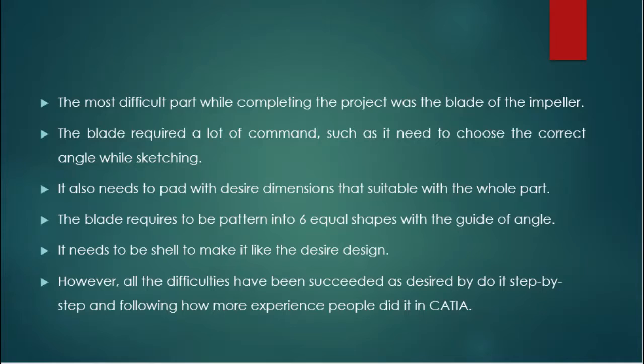The most difficult part while completing the project was the blade of the impeller. The blade required a lot of commands, such as choosing the correct angle while sketching. It also needs to be padded with a desired dimension that is suitable for the whole part. The blade needs to be patterned into 6 equal shapes with the guide of angle. It needs to be shelled to make it like the desired design. However, all the difficulties were overcome by doing it step by step and following how more experienced people did it in CATIA.